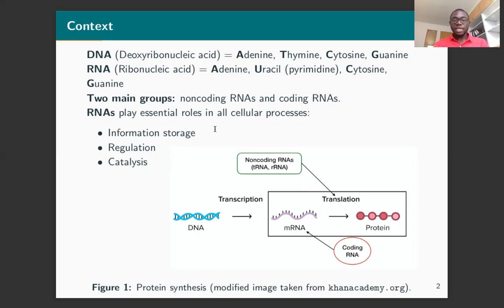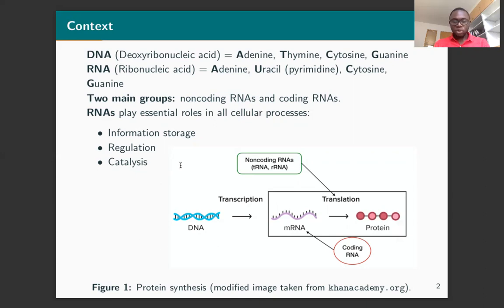They can generally be grouped into two main categories, non-coding RNAs and coding RNAs. Our main focus here will be non-coding RNAs, even though coding RNAs also play roles, but those are RNAs that are translated into protein, so they generally play only an information storage role.